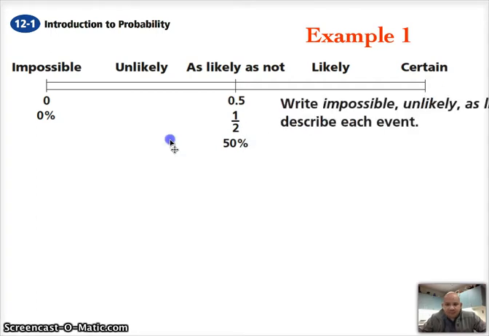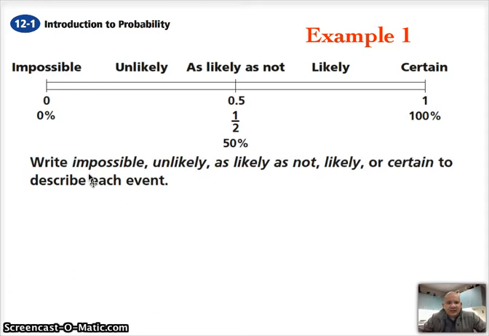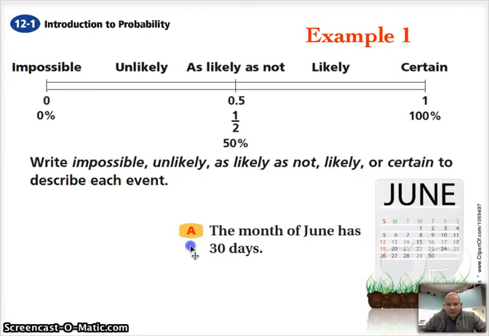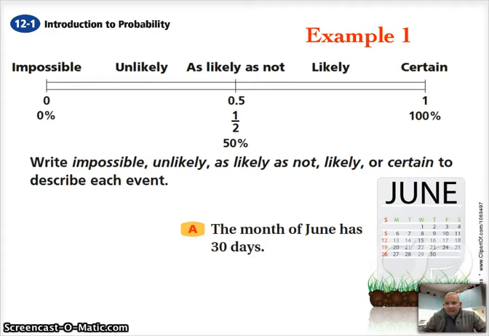Let's look at an example. Here the directions tell us write impossible, unlikely, as likely as not, likely, or certain to describe each event. Let me go ahead and drag those events over. Here we have a statement, the month of June has 30 days. Well, does the month of June always have 30 days? Yes. It is certainly going to happen. That event will certainly happen. 100% sure. Next.